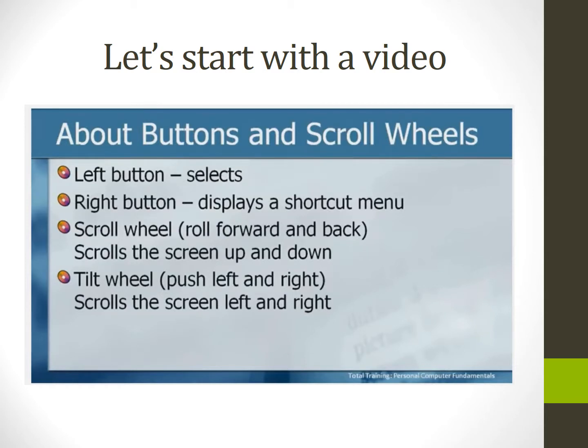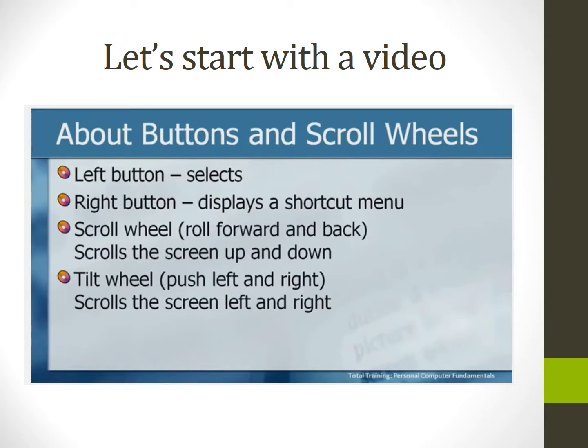As I said before, almost every mouse, whether it's a mouse, a trackball, a touchpad, or any of those, is going to have some type of a button, usually a left or primary and a right or secondary. The left button is going to select things, and the right button is always going to display a shortcut menu. And we'll take a look at that shortcut menu when we actually show you some things on the Windows 7 desktop. Most mice these days also have something called a scroll wheel.